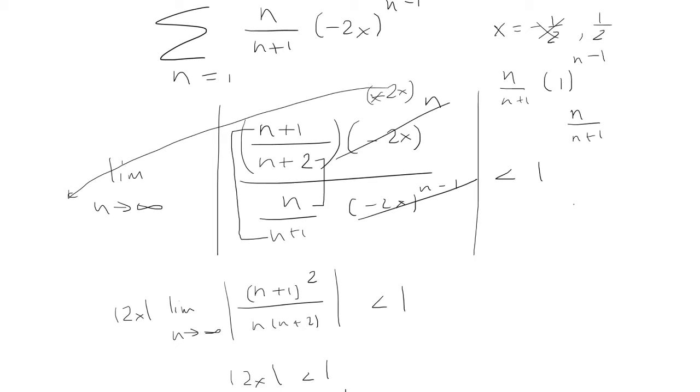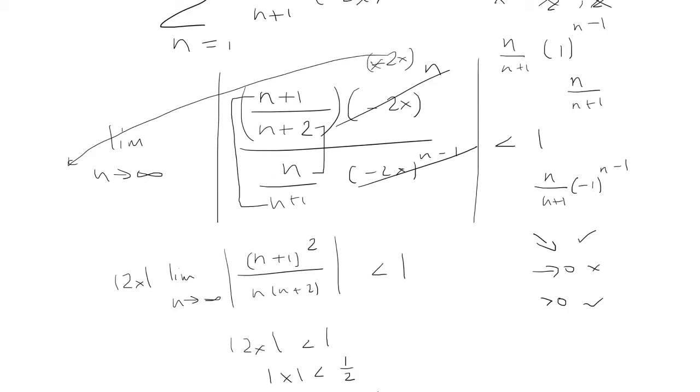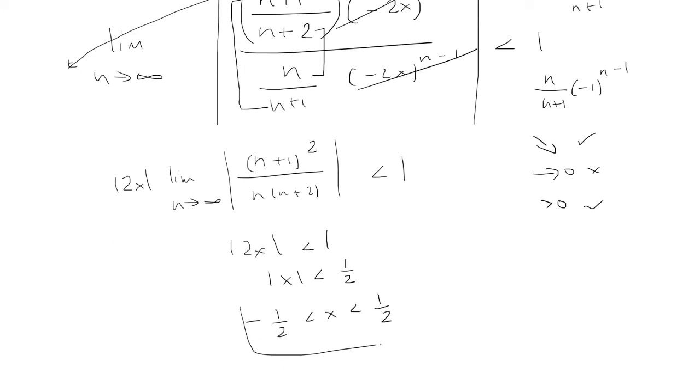If we have positive 1/2, we have n over n plus 1. And then negative 2 times 1/2 is negative 1 to the n minus 1. So here this is an alternating series. We want to make sure it's decreasing, going to 0, and positive. So obviously n over n plus 1 is decreasing since the denominator is bigger. The limit does not go to 0, but it is positive. So this does not meet all three criteria, so we do not want to include 1/2. So the answer is from negative 1/2 to positive 1/2.